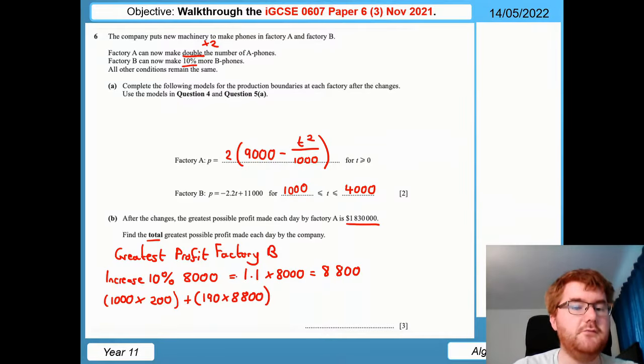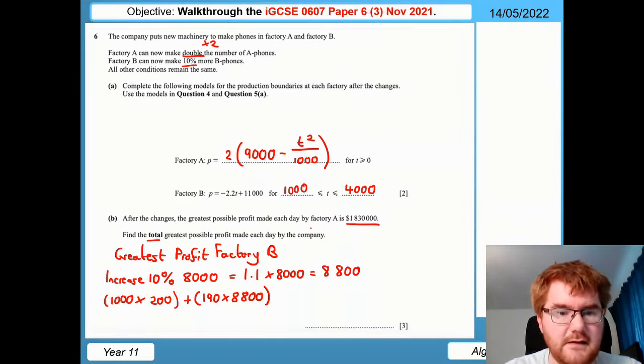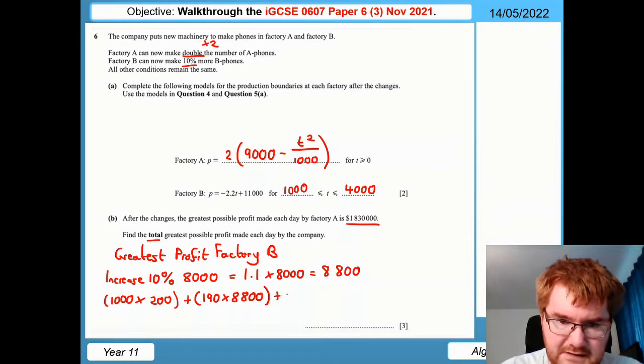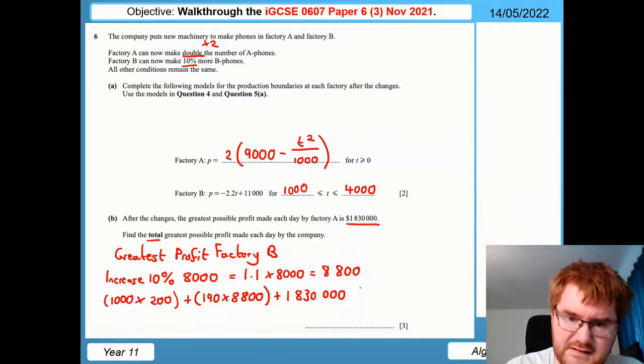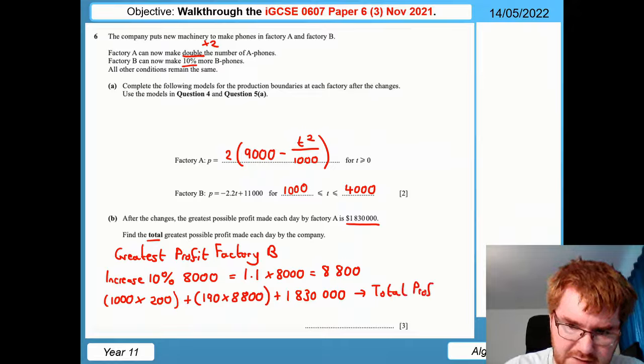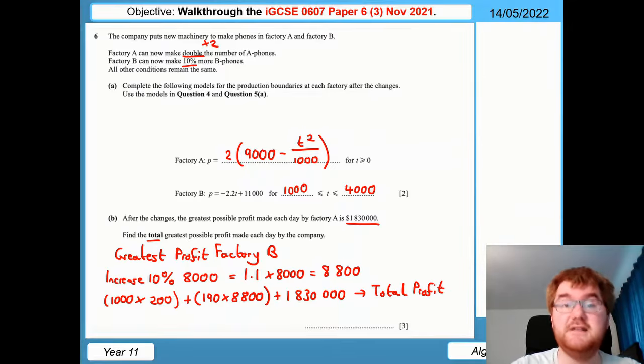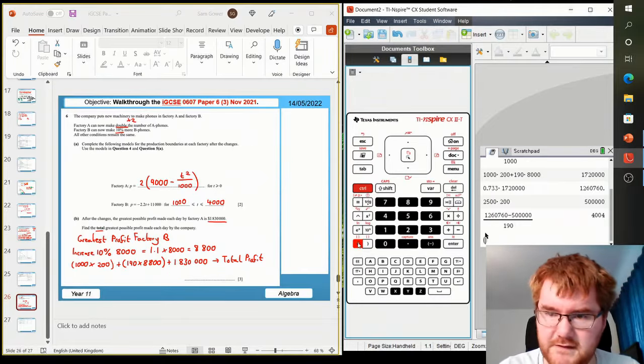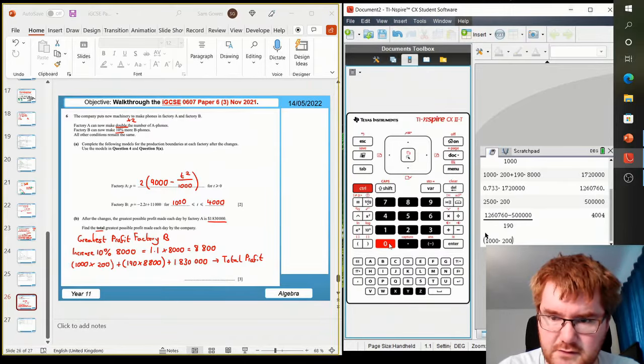This will then give us the total profit for factory B, and then to work out the total, we're going to add in the 1,830, so 1,830,000. So this here is going to give me the total profit from both factories. So all I need to do is now put this into my calculator. We're not going to put a 4 there, that's not a good idea. So let's just put this in really, really carefully. So 1,000 times 200, because that hasn't changed, the tablets hasn't changed, but the phones have, B phones have.